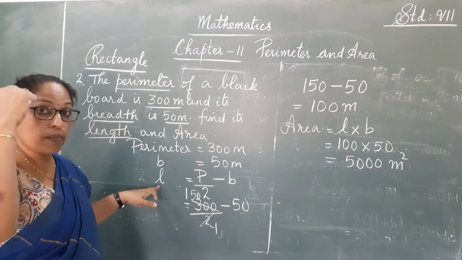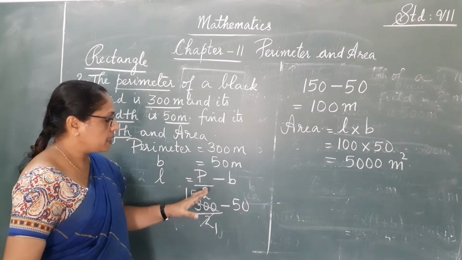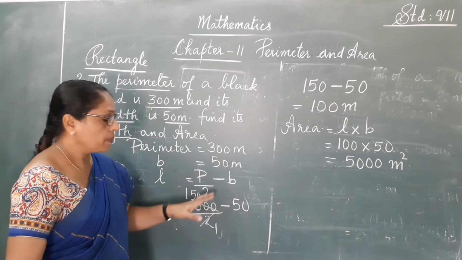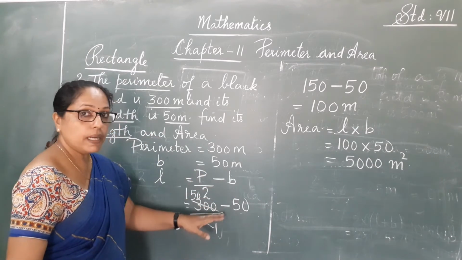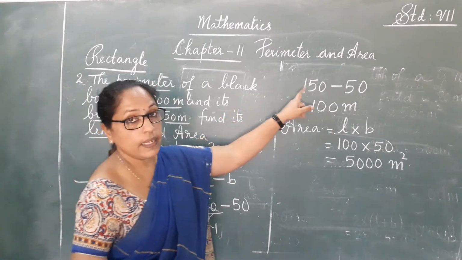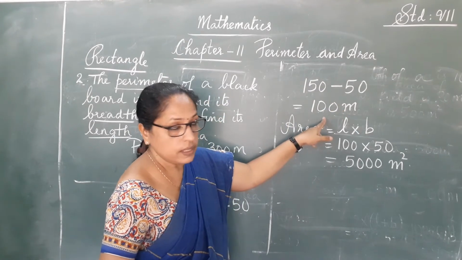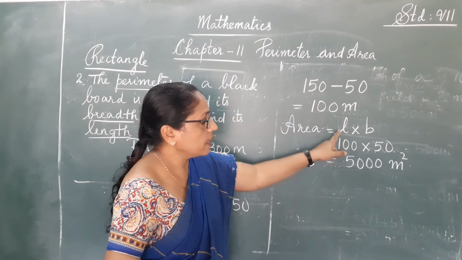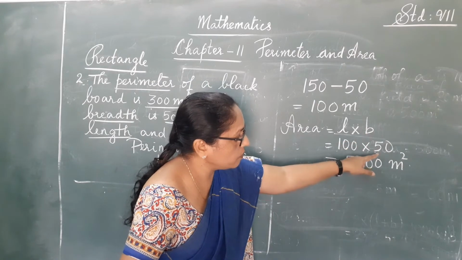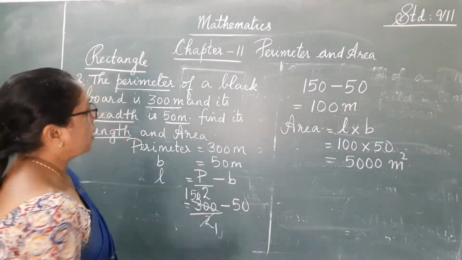So in this problem, perimeter of the blackboard is given, breadth is given, and we are finding length. So recollect the formula for finding length from perimeter: perimeter divided by 2 minus B. So 300 divided by 2 minus 50. 300 divided by 2 is 150. 150 minus 50 is 100. So area is equal to length into breadth, 100 into 50, 5,000 meters square. Okay. Now the last question.